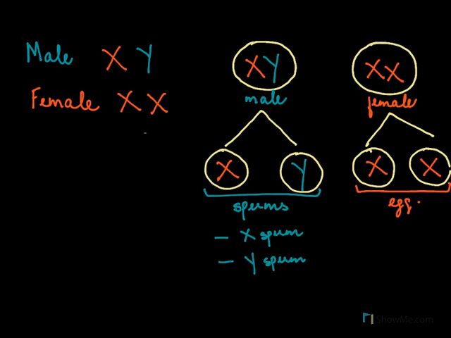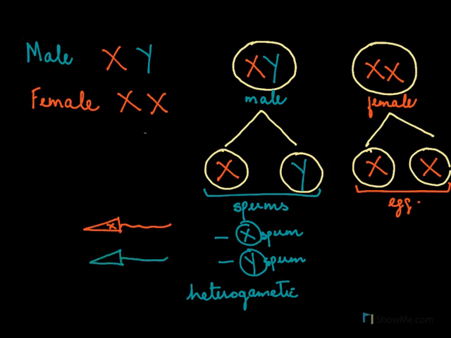So the males produce two kinds of sperms and hence they are called heterogametic. They'll have the X sperm as well as the Y sperm. So if I draw the sperm in this manner, I'll have to draw the X in red since I've kept it in red. This would be the X sperm. And then you have the Y sperm. So that's why males are heterogametic.